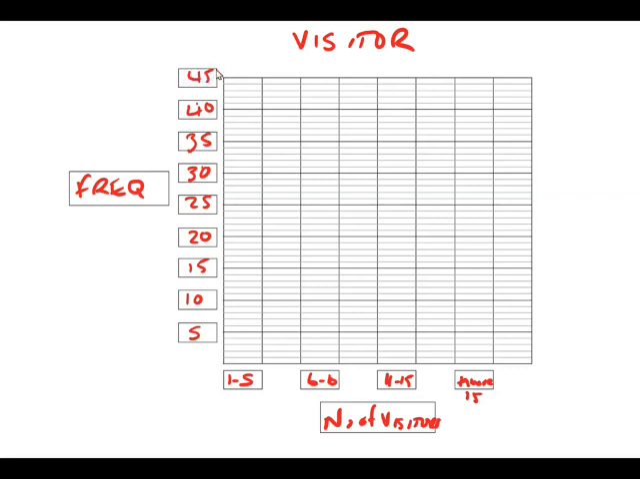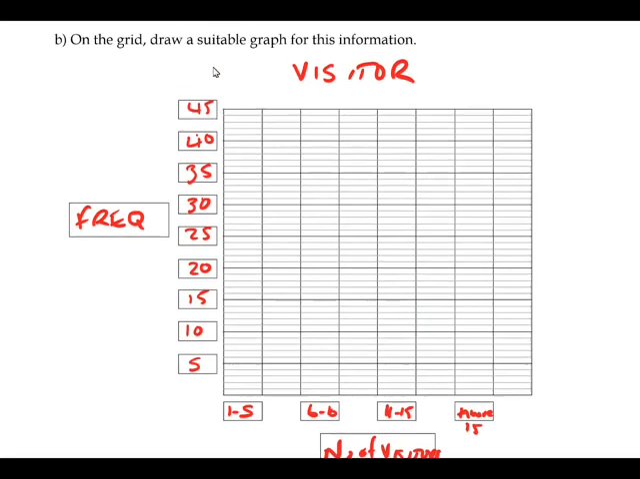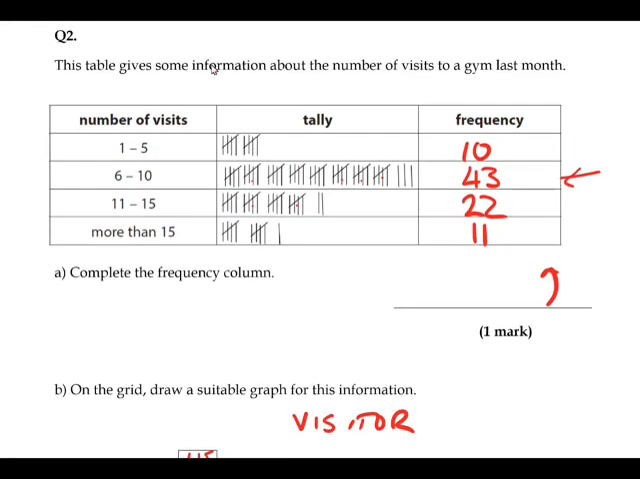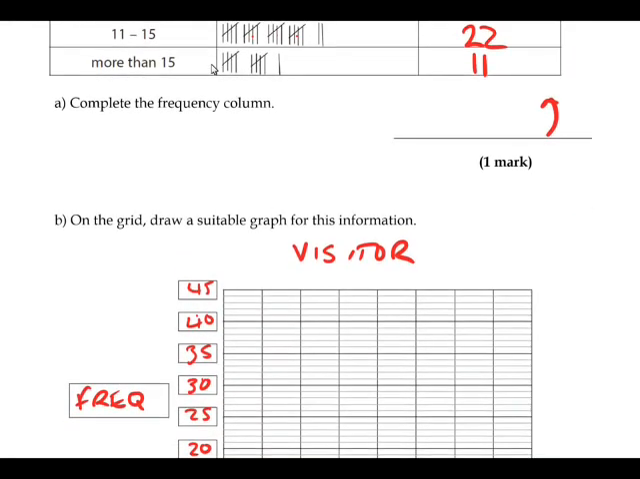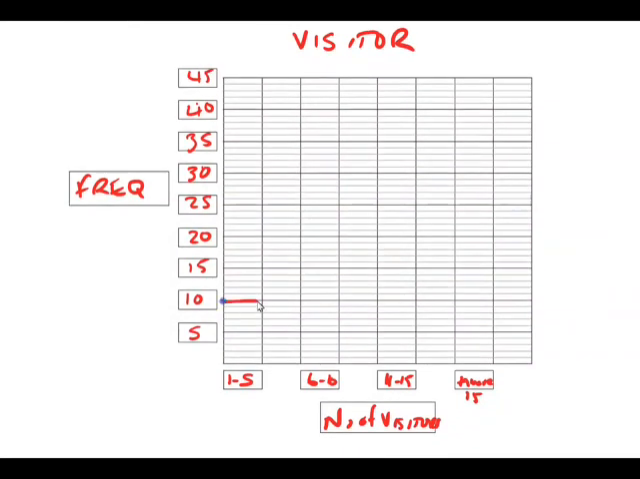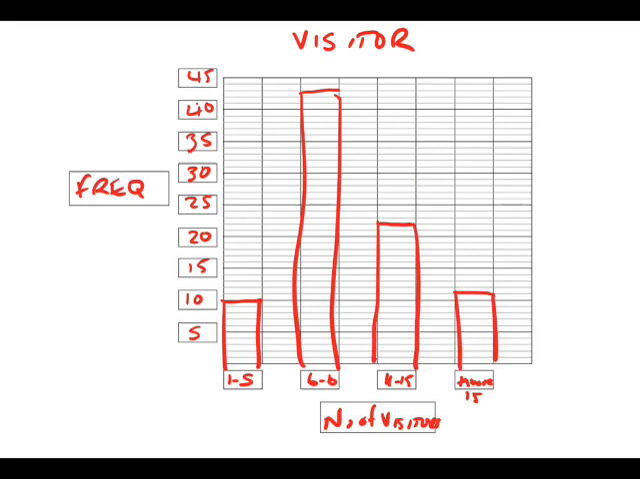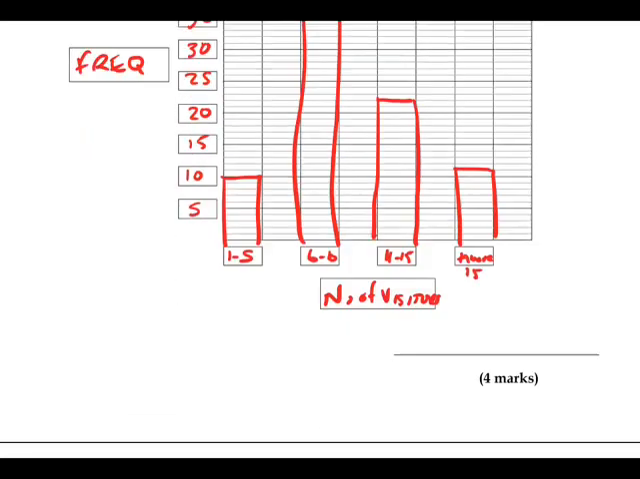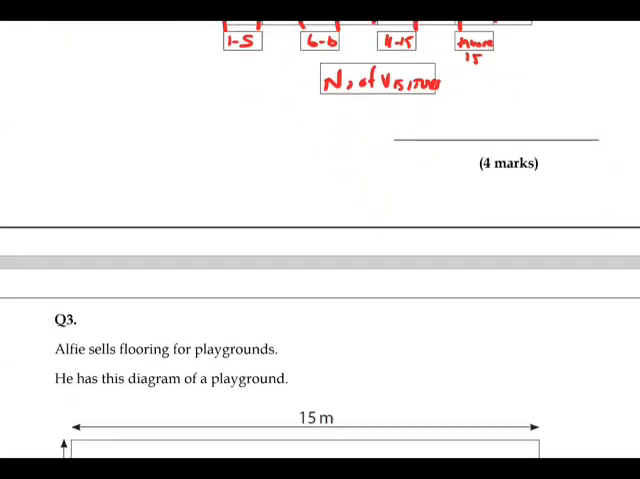and then all we need to do is draw the bar up to the height of our frequencies. So 10, 43, 22 and 11. There we go. And of course you would use a ruler, not my rubbish freehand that I do. And that's worth 4 marks.